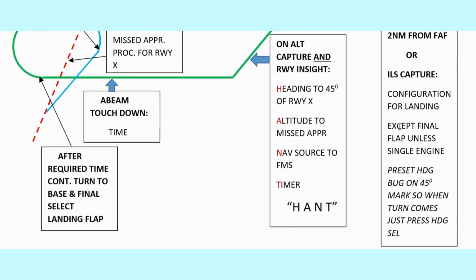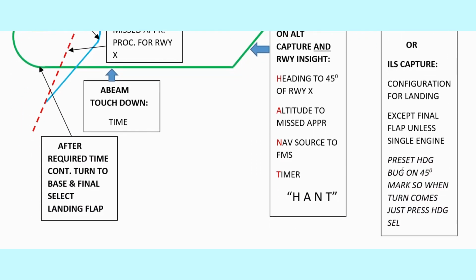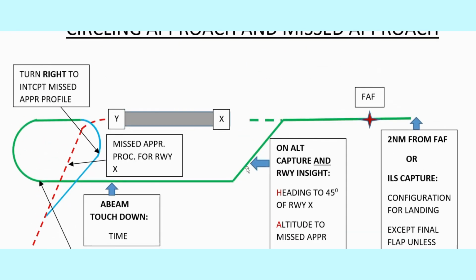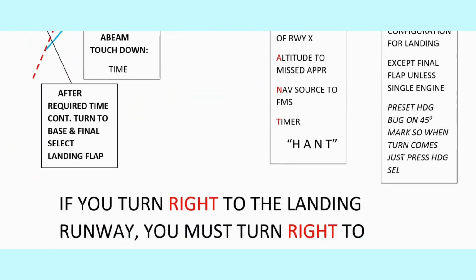Now, what I've said here in the italics is that you can preset the heading bug on the 45-degree mark. When the turn comes, where you want to break off from your approach path to 45 degrees, you can just press heading select. I'll show you below how the 45-degree markers look on the PFD of the Dash 8 Q400, which is just a screenshot of the Majestic simulator, which is pretty much the same as in the real aircraft.